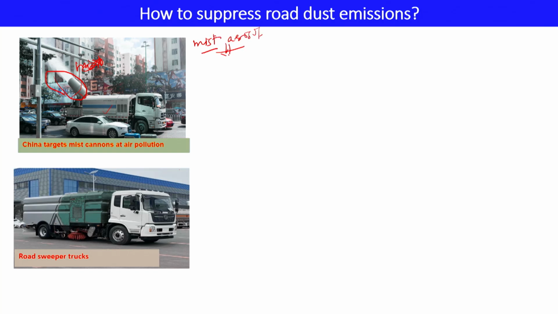And this mist aerosol, what will it do? It is humid, water droplets are there, and suppose a particle is there, the water droplets can stick together, and if the weight of these particles becomes higher, they can be deposited on the roadside, they can be removed. Now, once they are removed, they are on the roads.